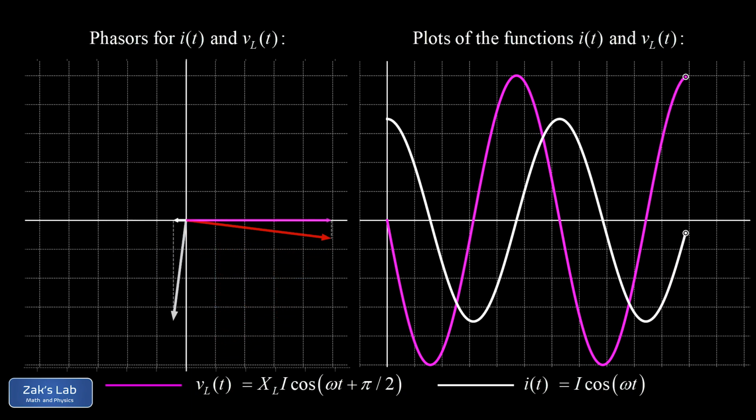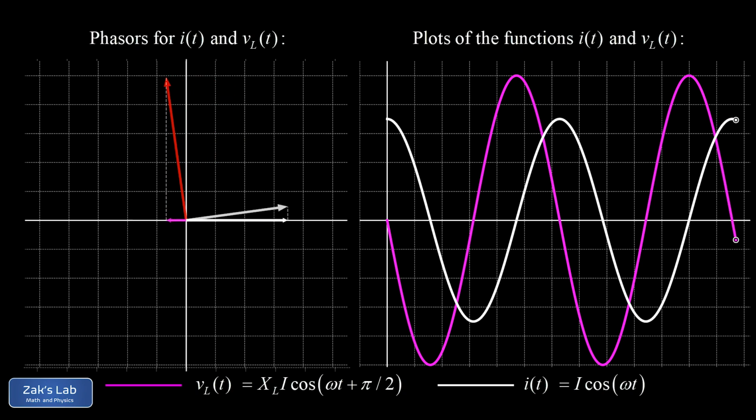In the next video, we derive the voltage phasor for a capacitor in an AC circuit, and we're going to get another phase shifted function, but this time the voltage lags the current in the circuit. I'll post a link to that video at the upper left, and I'll see you there.